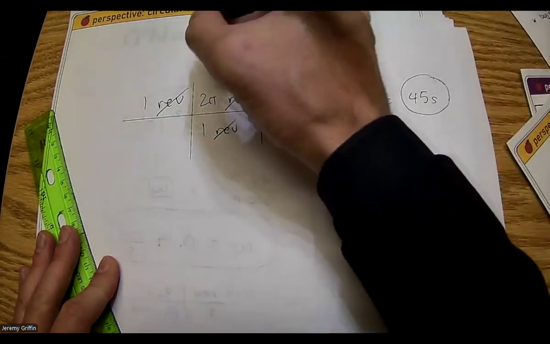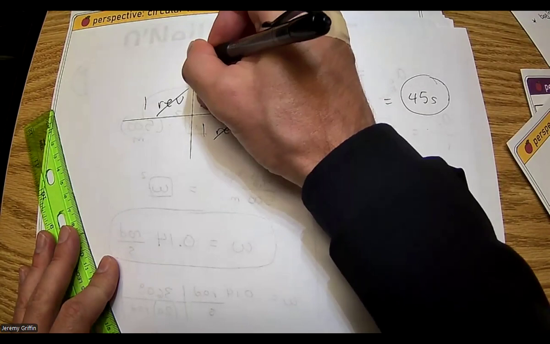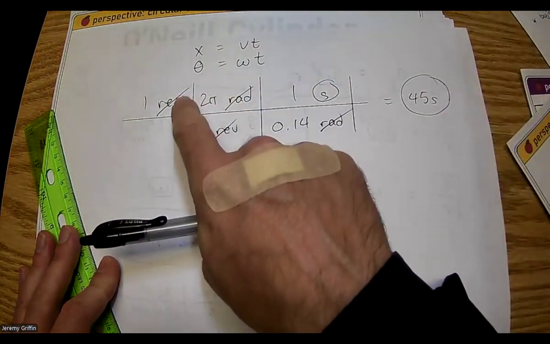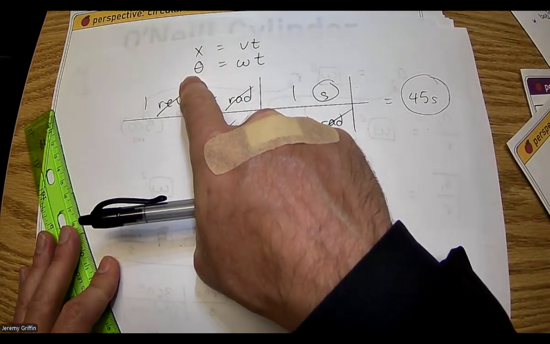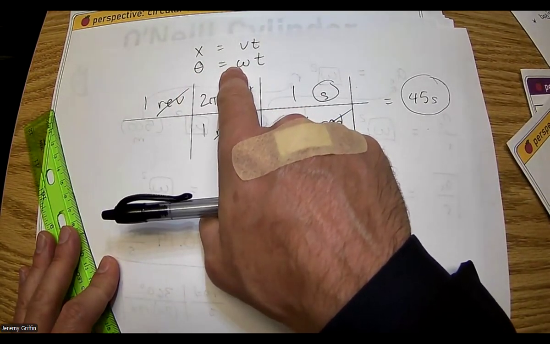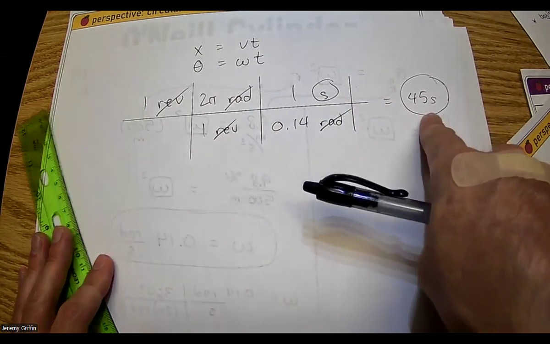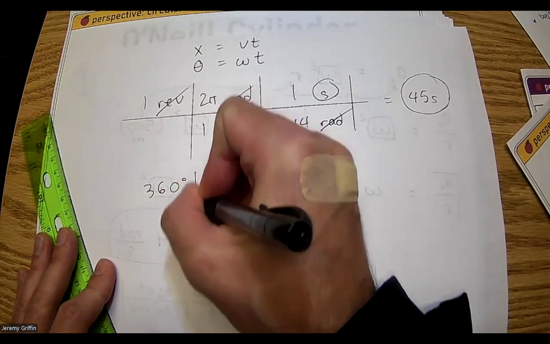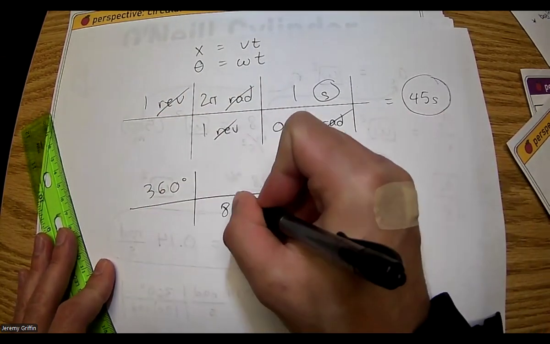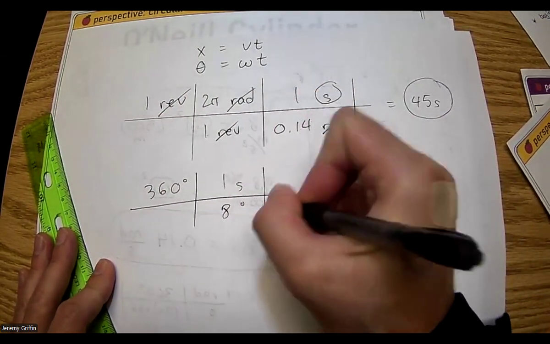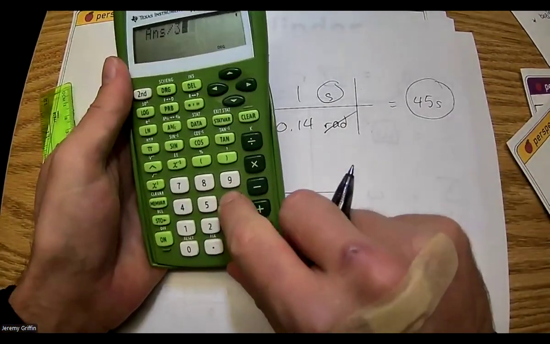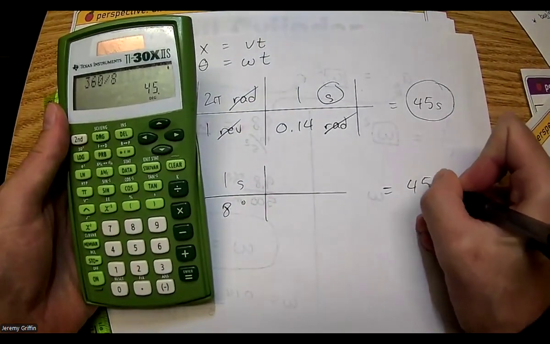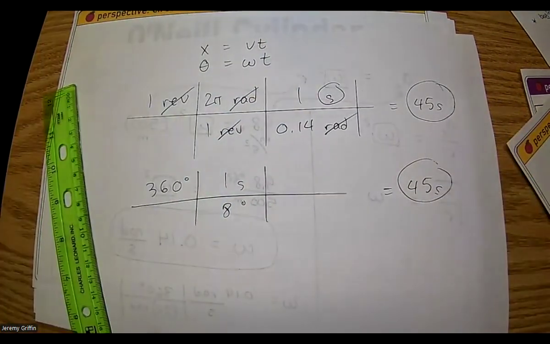Well, the angular version of that just goes like this. Angular displacement equals angular speed times time also. So if your angular displacement was 2 pi radians and you're turning at 0.14 radians per second, you could solve for t. It works out the same, 4 to 5 seconds. How about degrees? How about 360 degrees? What's this turning, 8 degrees every 1 second? What's 360 divided by 8? 45 seconds. Same thing.